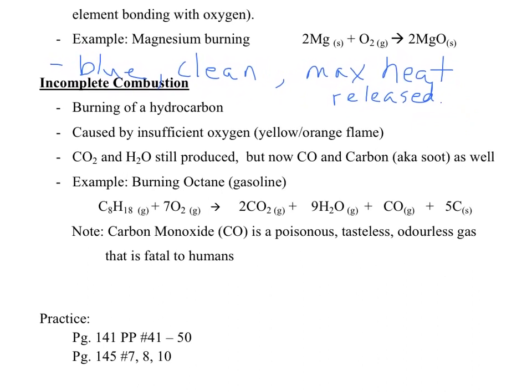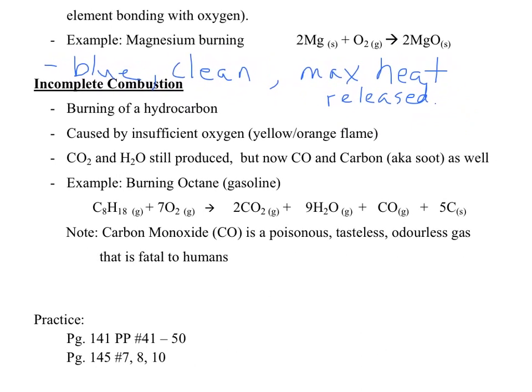Incomplete combustions often involve hydrocarbons as well. They occur when you have not enough oxygen mixed into your reaction. Visually, you can see this by an orange or yellow flame that's often dirty, meaning there's lots of smoke and you sometimes see lots of ash and soot made.